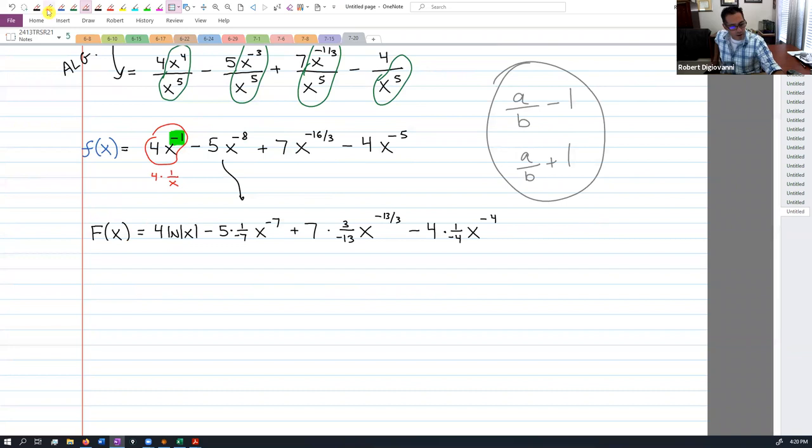Okay, here we go. Cleanup time. I'm missing a plus C at the end. Okay, this will become a positive 5/7 x to the -7, and a -21/13 x to the -13/3, plus x to the -4. That's because the -4 cancels out with the -4 on the bottom, and you just get x to the -4 plus C.